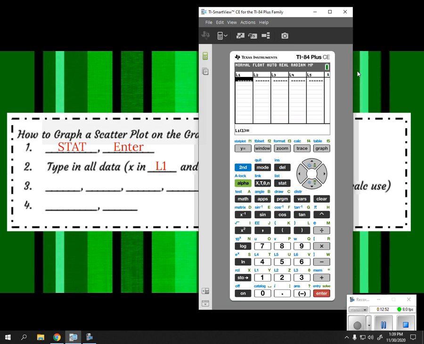L3, L4, L5, we don't really care about, okay? But L1 and L2 are what we're going to type our table in. And because we have bivariate data, 2 variables, we're going to have like X's and Y's, you are going to fill in 2 columns.